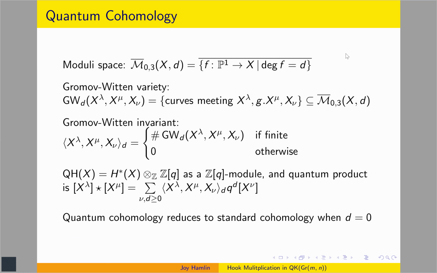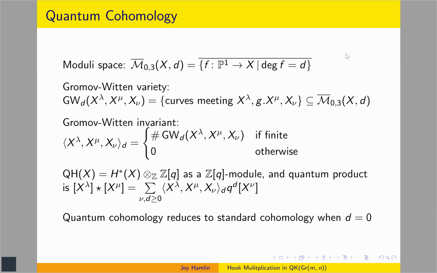Given partitions lambda, mu, and nu, we can look at the Gromov-Witten variety of degree d, to be the degree d curves that meet X upper lambda, a translation of X upper mu, and X lower nu, as a subspace of this moduli space. It might be that there are finitely many such curves. If that's the case, then the Gromov-Witten invariant is the number of such curves that exist. If there aren't finitely many, then this invariant is 0. And the Gromov-Witten invariants give us the structure constants for quantum cohomology.